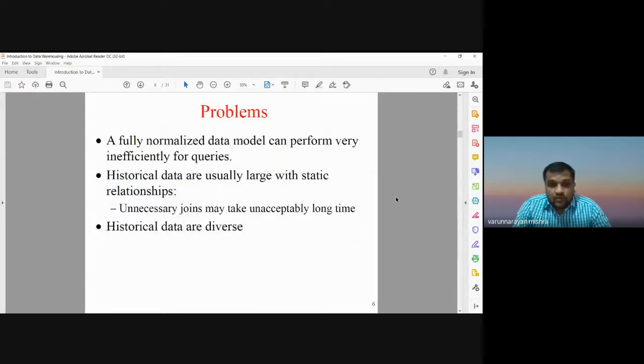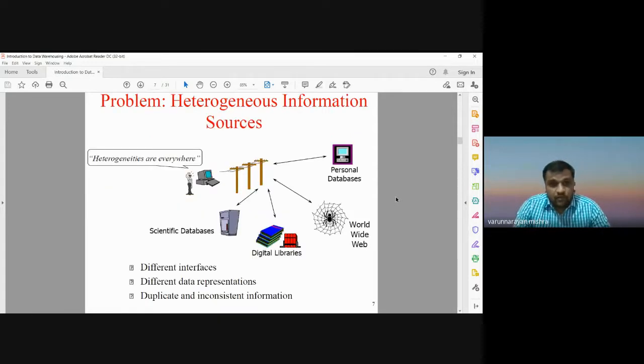But what are the problems in a relational database system? A fully normalized data model can perform very inefficiently for queries. When we talk about past or historical data sets, historical data are usually large with static relationships, so it is unnecessary to join tables, which takes an unacceptably long time, and historical data are diverse. So these are the problems which may be faced in a relational database management system. Another problem is heterogeneity.